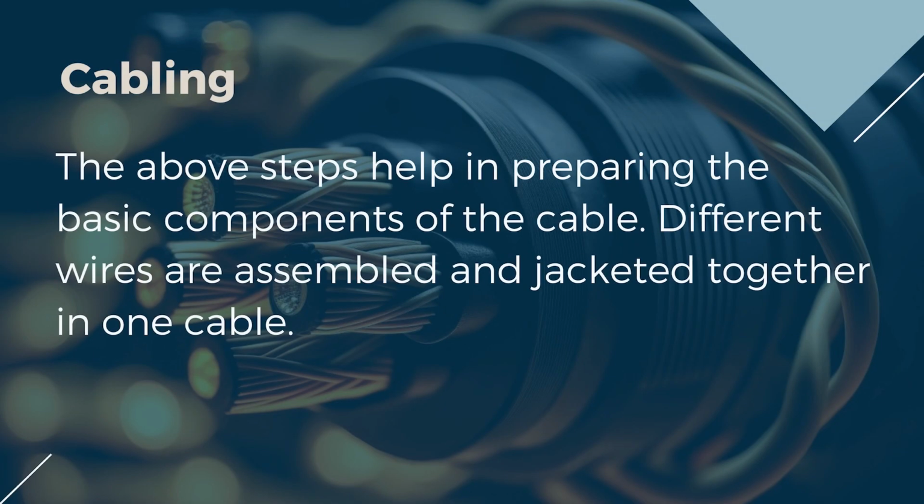Cabling. The above steps help in preparing the basic components of the cable. Different wires are assembled and jacketed together in one cable. The cabling process is performed in a cabin station. This is a general manufacturing process. It can be different depending on manufacturing companies and the technologies used by them.